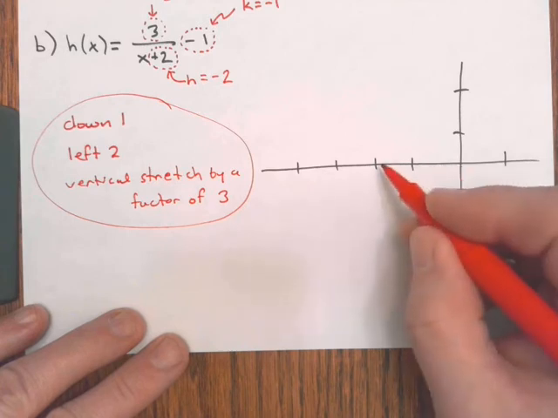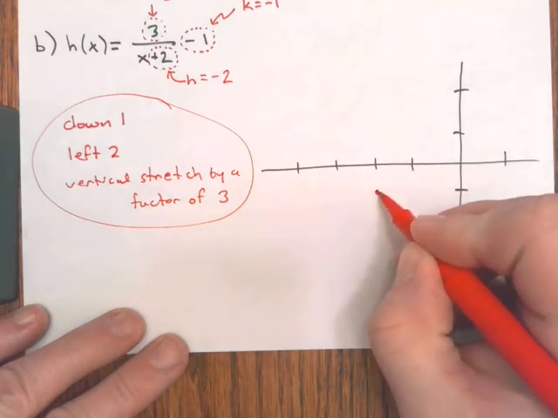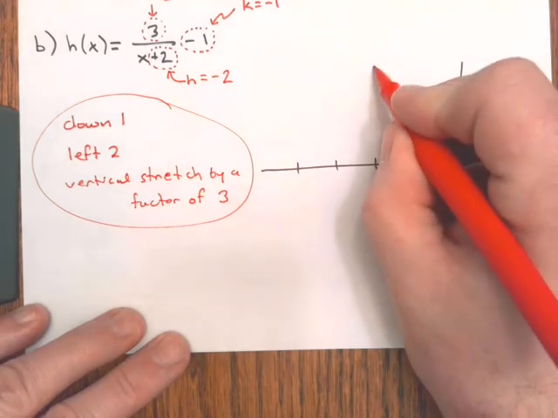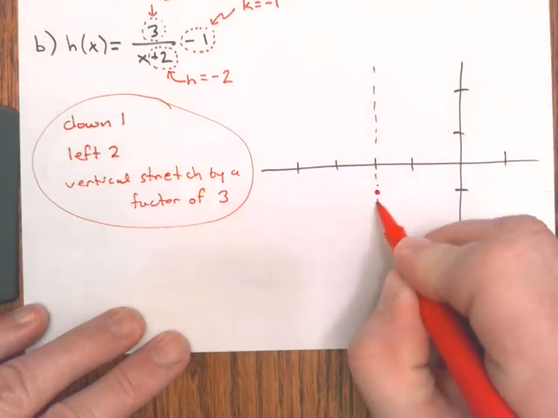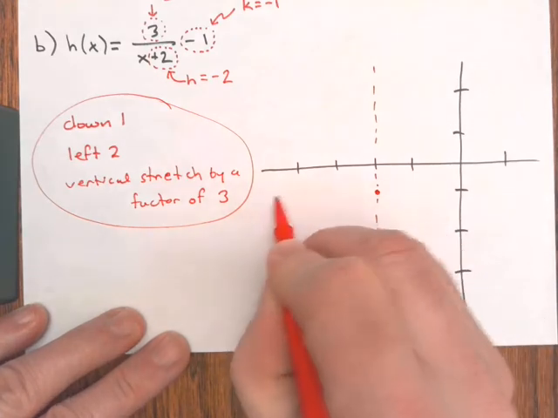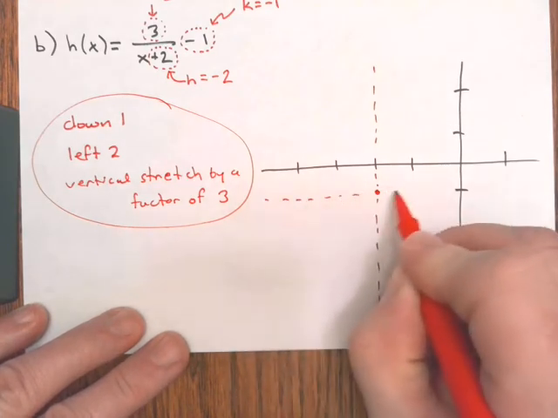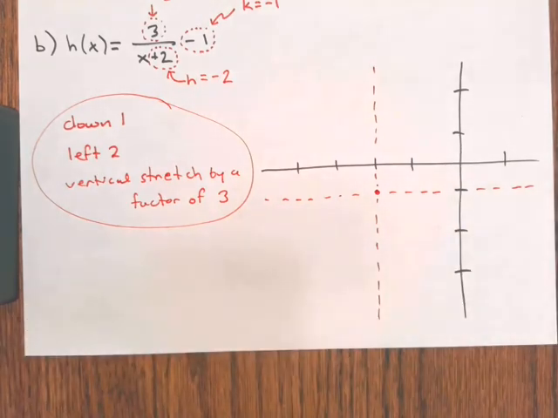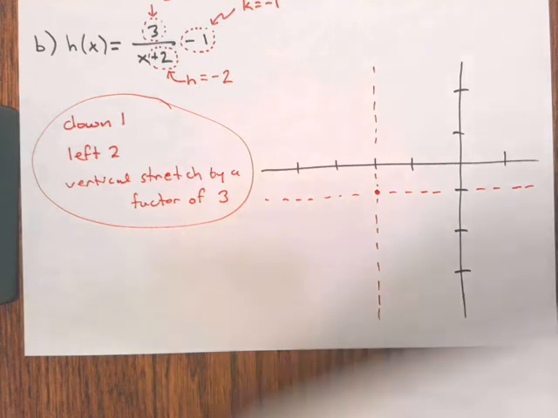So left 2, down 1. So right here, at the point -2, -1, that's where h and k would cross. So we have a vertical asymptote and a horizontal asymptote that cross at the point -2, -1. And then from there, we want to draw in our graph.